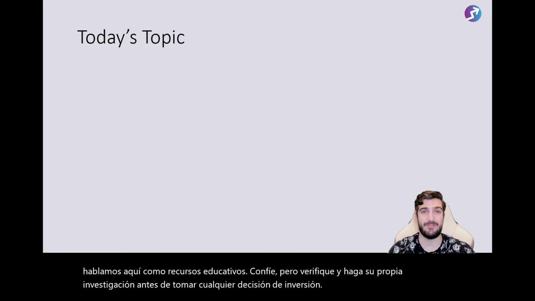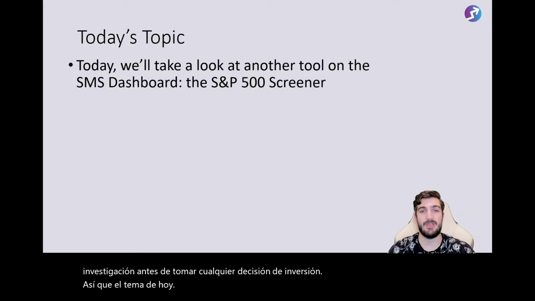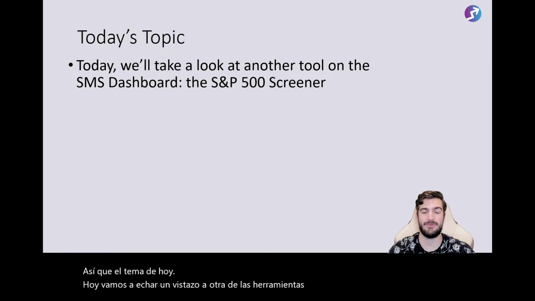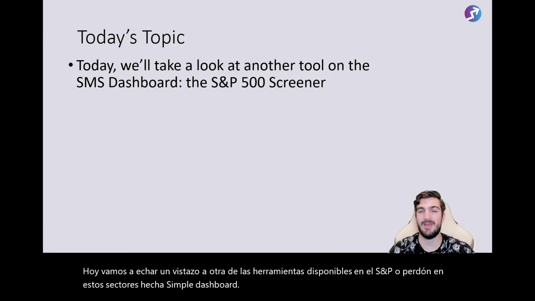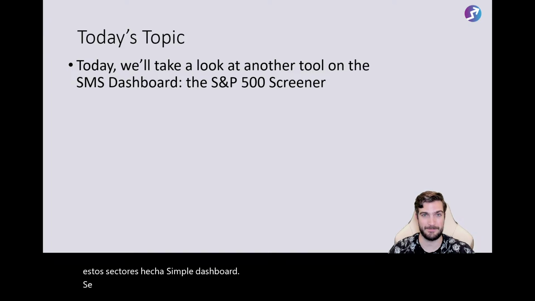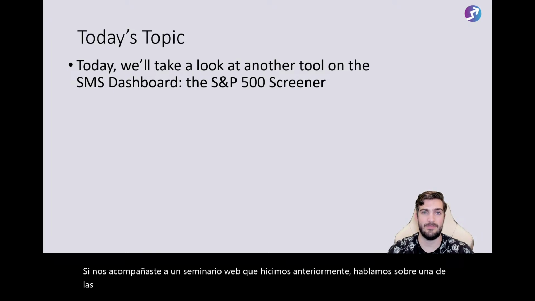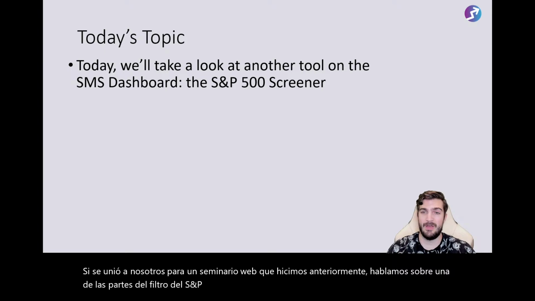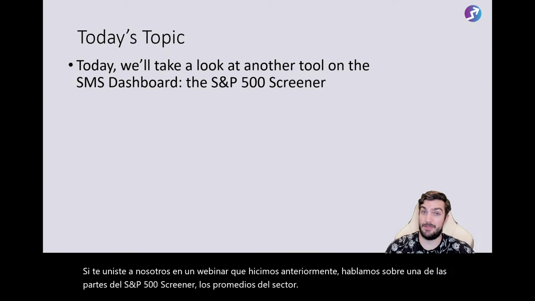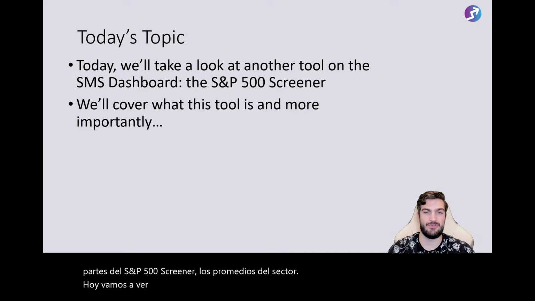So, today's topic. Today we're going to take a look at another one of the tools available on the Sectors Made Simple dashboard. It's called the S&P 500 screener. If you joined us for a webinar that we did previously, we talked about one of the parts of the S&P 500 screener, the sector averages. Today, we're going to look at the rest of the S&P 500 screener.